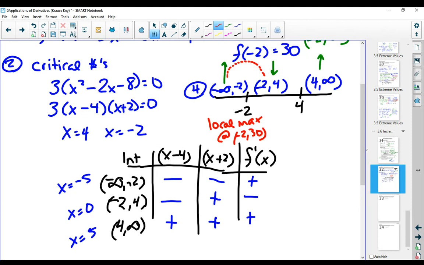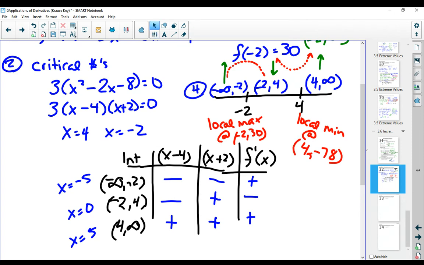And the other one here, the graph is going down and then coming up. So it means I'm going to have a local minimum at 4, negative 78. All right, so that's all we're doing at this point, is just identifying where the local maxes and mins are.